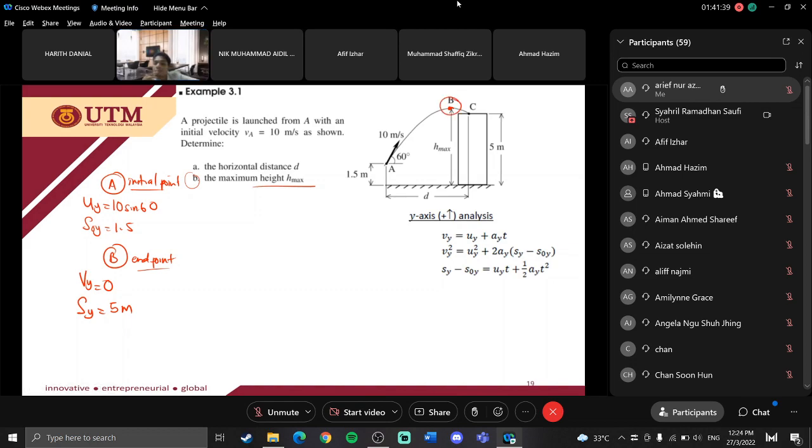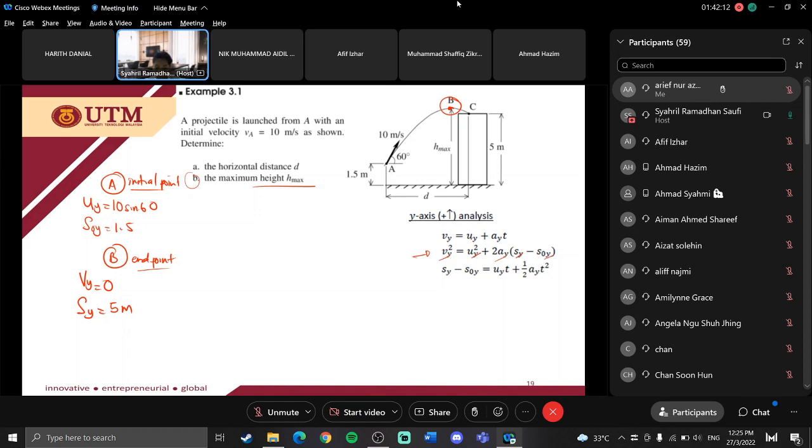Anyone? No, sir. Why? Because we can use equation 2. No, we don't need the time. Yes, correct. We can use equation number 2 because we don't need the time. Okay, we have the equation of Sy and S naught Y, and then Ay we know because it's a constant, and Uy squared we know. Vy squared is 0, so you can use this equation.